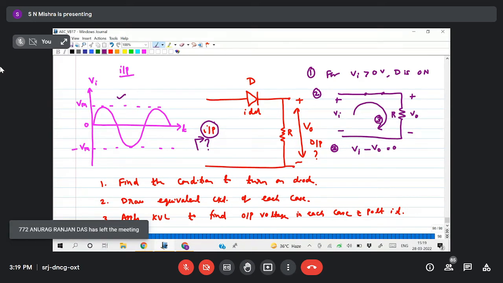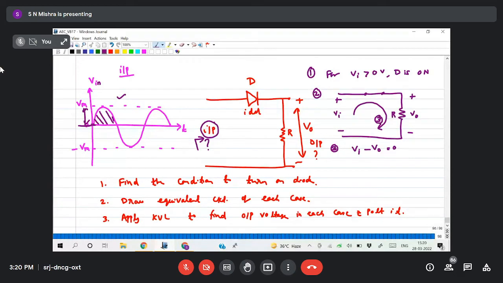Positive half cycle. Positive half cycle means that is Vi greater than 0. This is my V in. So positive half cycle means this region. This is greater than 0 or not? Yes, sir. Understood? For Vi greater than 0, the diode is on.